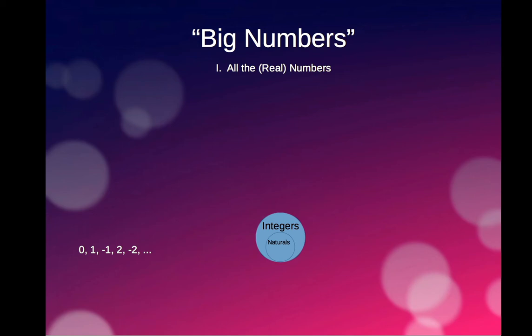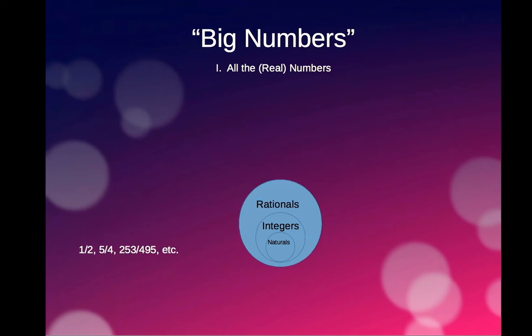The naturals belong to a larger set of numbers called the integers. The integers comprise the natural numbers plus the negative natural numbers as well. So you can see from our example: 0, 1, -1, 2, -2, etc. Next, we have the rationals. A rational number is a number that can be written as a ratio of two integers. So again, 1 over 2, 5 over 4, apparently 253 over 495, and so forth.